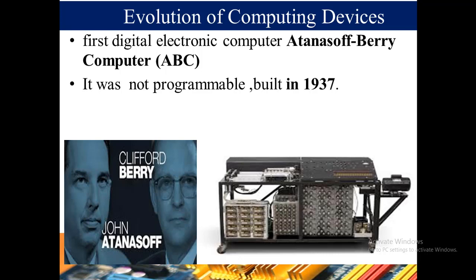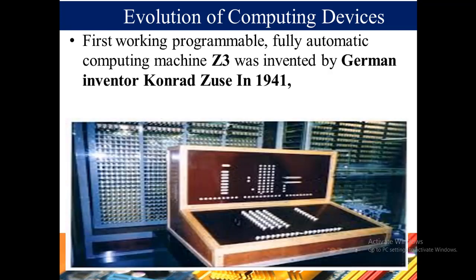After that, the first digital electronic computer, the Atanasoff-Berry Computer, known as ABC, was built. But the problem was that it was not programmable. It was built in 1937, and it was also huge in size. After that, the first working, programmable, fully automatic computing machine, the Z3, was invented by a German inventor, Konrad Zuse, in 1941. Again, it was very expensive and consumed a lot of resources.